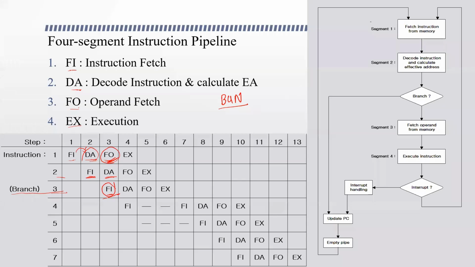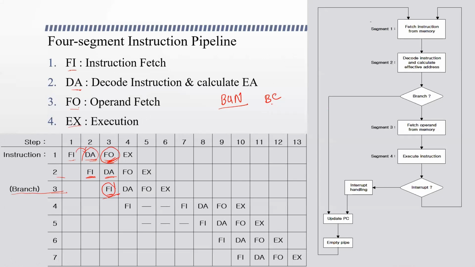BUN is branch unconditionally. Okay, there won't be a condition. Unconditionally, the branching is done. Somebody send the answers. 520, correct. Okay, branch unconditionally. Good. So BC, what is this instruction?